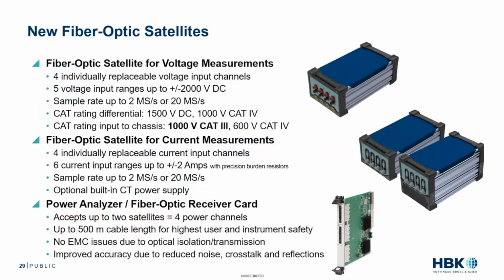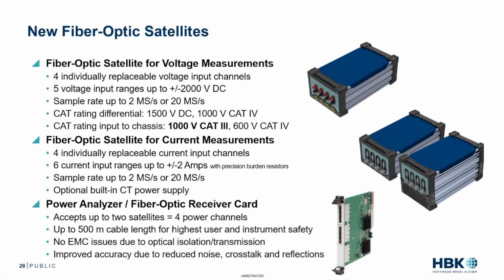A little bit more on the fiber optic satellite solution here. Starting at the top here, you see a fiber optic satellite for voltage measurements. So here's a box with 4 individually replaceable voltage input channels, 5 input ranges up to, instead of 1500, now you can measure up to 2000 volts directly. Sample rates traditionally at 2 million samples per second, as we mentioned previously, but an option to go to 20 million samples per second because of the higher frequencies that we're seeing moving forward.